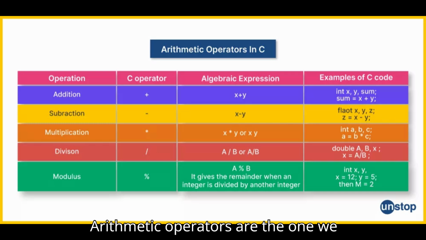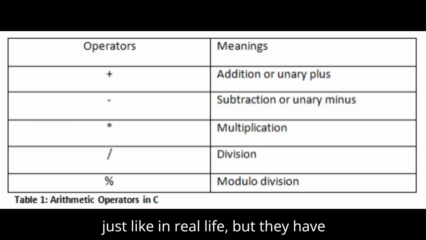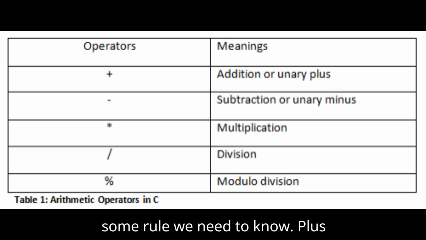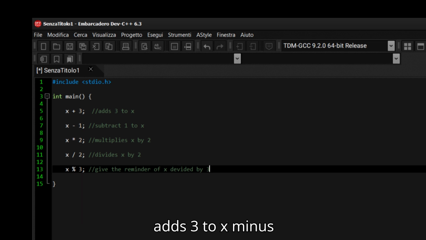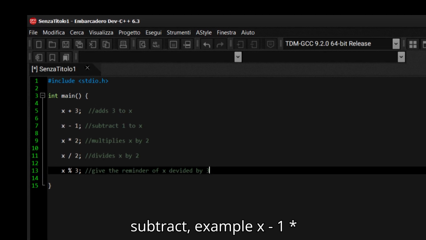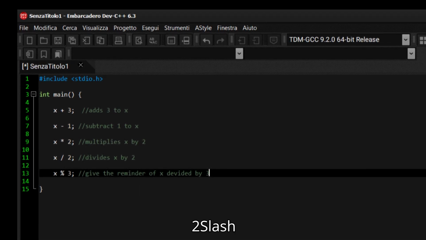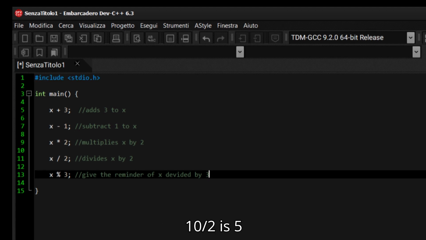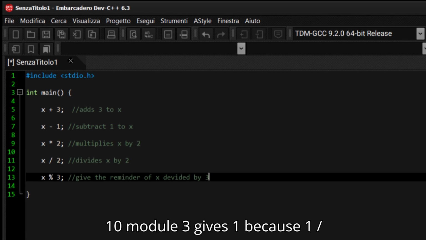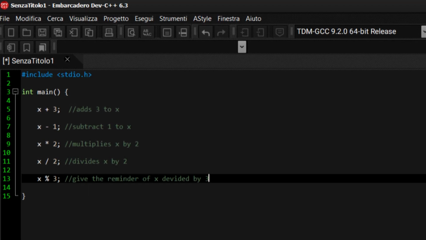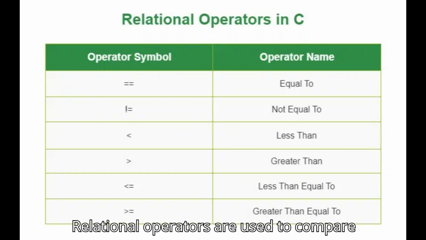Arithmetic operators are the ones we use to do math calculations. They work just like in real life, but they have some rules we need to know. Plus adds value. Example, x plus 3 adds 3 to x. Minus subtracts. Example, x minus 1. Asterisk multiplies. Example, x asterisk 2. Slash divides. Example, 10 slash 2 is 5. Modulo gives the remainder. For example, 10 modulo 3 gives 1 because 10 divided by 3 is 3 with remainder 1.